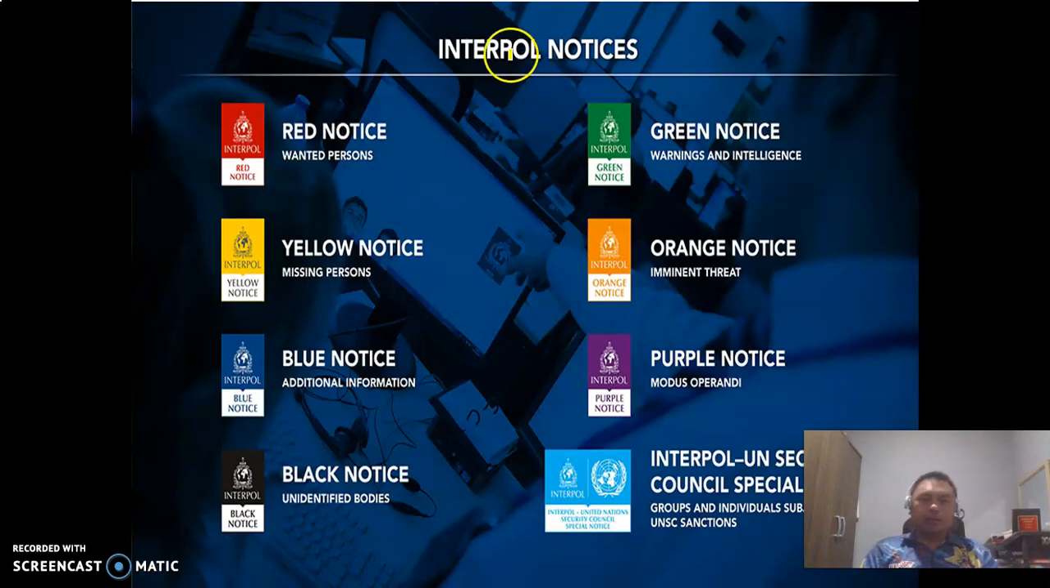Dito yun, okay? Ito yung mga Interpol notices. Pag red notice, wanted persons. Pag yellow notice, missing persons. Pag blue notice, additional information. Pag black notice, unidentified bodies, may patay na hindi ma-determine yung identity. Green notice is warnings and intelligence. May terrorist attack sa isang lugar, that's green notice. Orange notice, imminent threat. May threat sa lugar na yun.